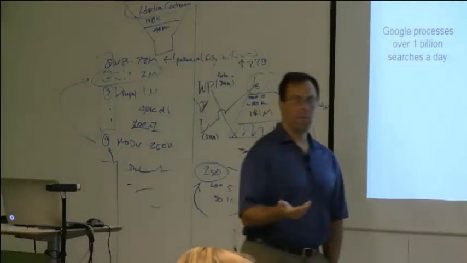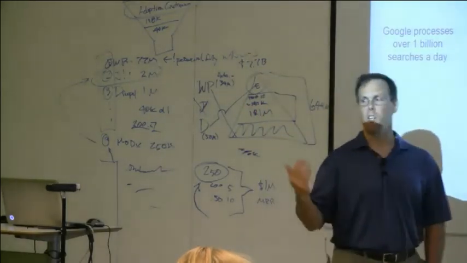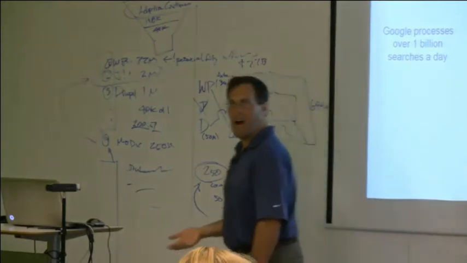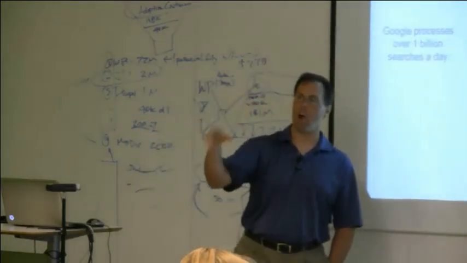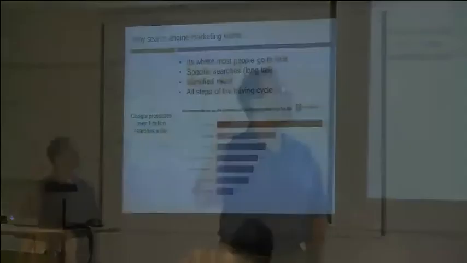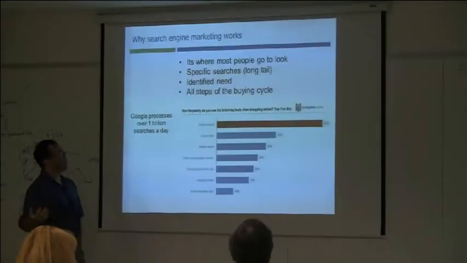Identified need. People, when they're going to the search engines, they know they're ready to buy. It's not like traditional advertising where you're just flooding a bunch of stuff out, hoping you're going to hit some people that are ready to buy. And that's where you're getting into all steps of the buying cycle.